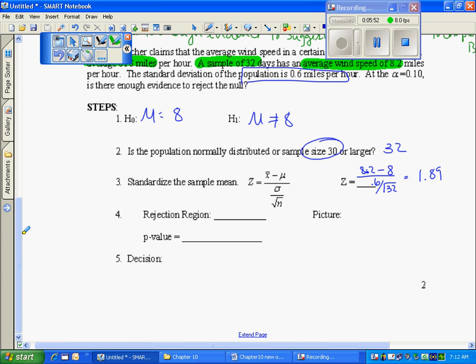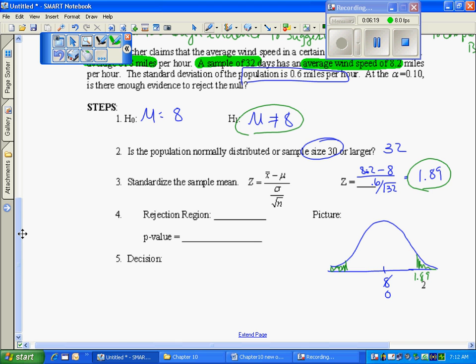So let's go ahead and get a picture of what is happening here. Here's my center 8, which I standardize as 0. And I'm looking at my value for my sample mean, 1.89, quite a bit above. But because I'm not sure if it's going to be above or below, it could have also been down here. And that's what happens with a two-sided test. I actually don't have just one area, I have 2 areas.